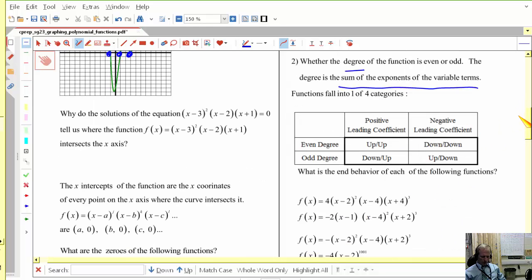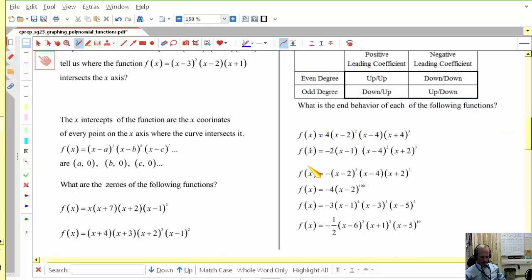All right, so for example, these functions right here, this would be positive because 4 is a positive number, meaning the leading coefficient. And then I would add up the exponents, and I would get 2, 1, and 3. That adds up to 6, which is an even number. So that means this function is positive even. And if I go to my table, then I go even, positive. That means it's going to be up, up.